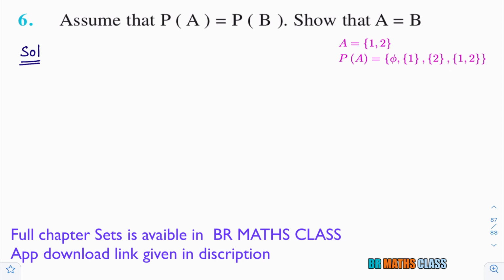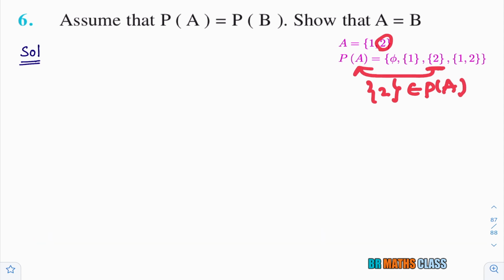Here you need to understand one point. If 1 belongs to set A, then definitely the singleton set {1} belongs to P of A. I hope you understand this. Look here: if 2 belongs to set A, does 2 belong to set A or not? Yes. If 2 belongs to set A, then the singleton set {2} belongs to P of A. Without any doubt, you can observe here that the singleton set {2} belongs to P of A.